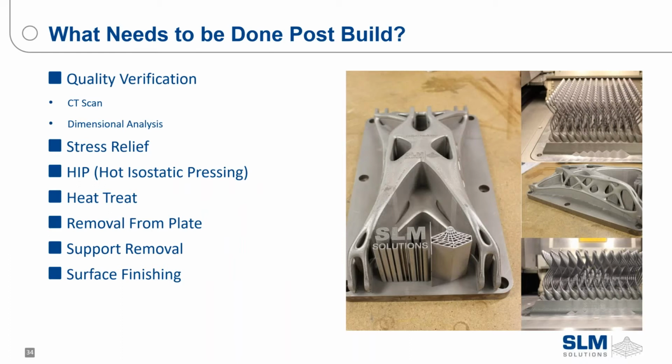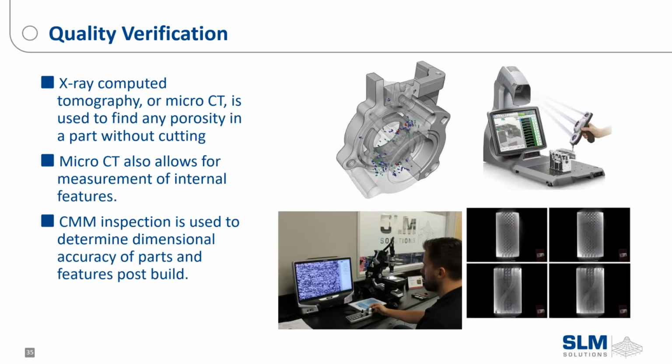Post-processing. This is one of the bigger things to consider when building parts. Everything can be put into an SLM system and be built. It just depends on how much support is required and how much time afterwards it's going to take to clean it up. So what needs to be done during post-processing? There's a few things. Quality verification: does the part need to be CT scanned? Is there a dimensional analysis that needs to be taken care of? Stress relief: like I said before, this is a welding process, so we need to relieve the stress in the part itself before we remove it from the plate.